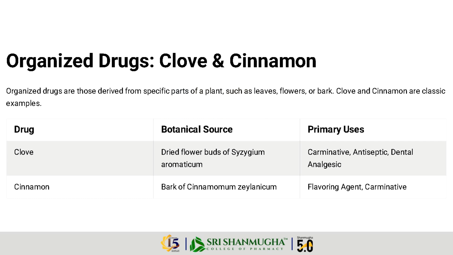Next, organized drugs derived from specific plant parts. Example, clove: the dried flower buds of Syzygium aromaticum, used as a carminative, antiseptic, and dental analgesic. Cinnamon bark, Cinnamomum zeylanicum, widely used as a flavoring agent and carminative. These are excellent examples of crude drugs from specific morphological parts.